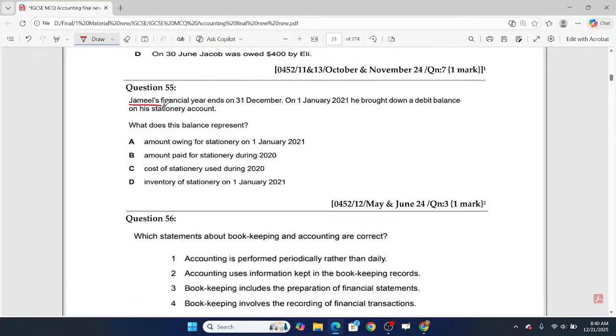Jamil's financial year ends on 31st December. On 1st January 2021, he brought down a debit balance on his stationery account. What does this balance represent? So it's an inventory only. I think this is the repetition of the earlier illustration. We have seen the stationery account. Stationery account balance is usually inventory.